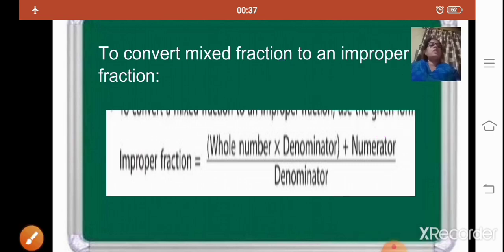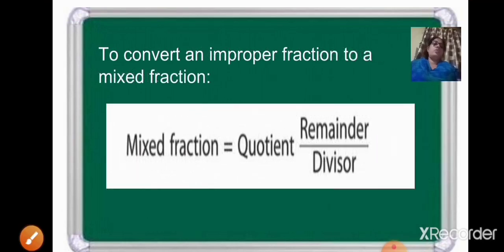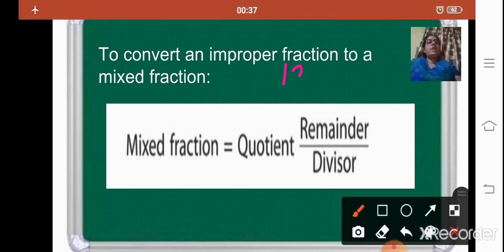Now how to convert an improper fraction to a mixed fraction? To convert an improper fraction, you have to divide. Suppose I want to convert the improper fraction 12 upon 5 into a mixed fraction. I will divide 12 by 5. When I divide 12 by 5, 5 2s is 10, remainder 2, 2 upon 5. I will divide it and show you.